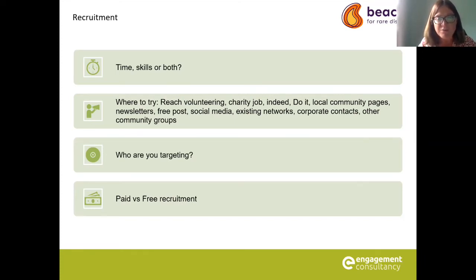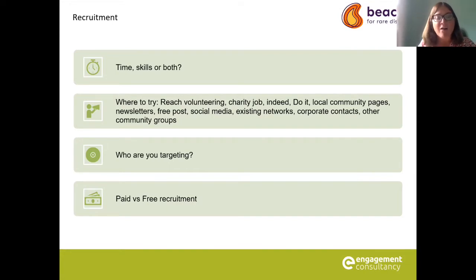So again, it's worth really thinking about what you are asking. It's really important that when you write that recruitment advert and that volunteer role profile, you are specific about the skills that you require, if you require any skills at all. And a bit more on that later.